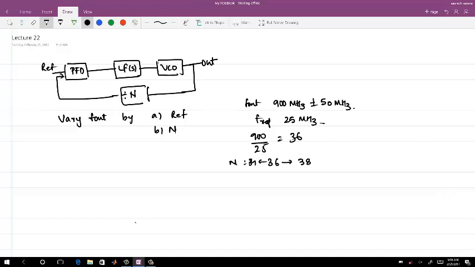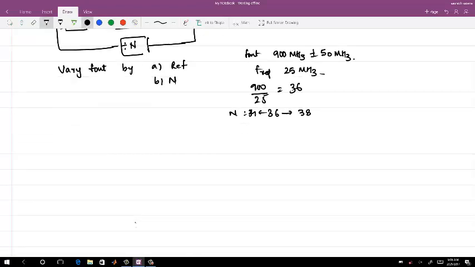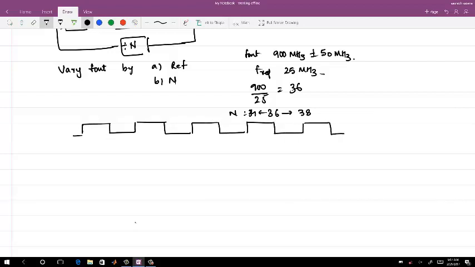Now, the interesting part. Let me give you an easier example. I'm just drawing this as a clock, and my divide ratio was 2 initially. It will be easier to understand. So this is F out and this one is my FREF. So the multiplication ratio is 2, right? I want the multiplication ratio to be 3.